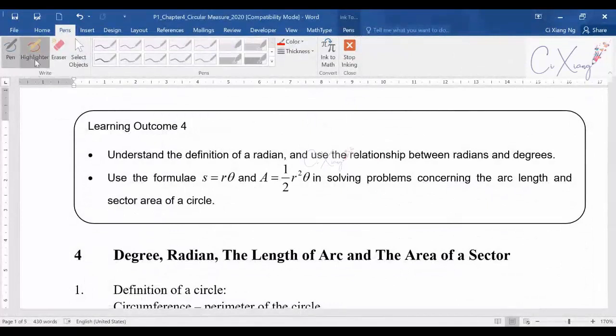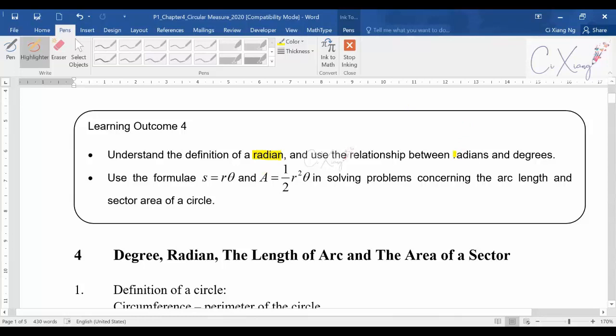Generally, what you need to know after this session is the meaning of the radian. Radian is actually another unit of angle. Usually when we learn angles, we learn about angles in degrees most of the time. Now they are going to introduce the angle in radians. If you learned circular measure in SPM or in your previous syllabus, you should know the meaning of radian.